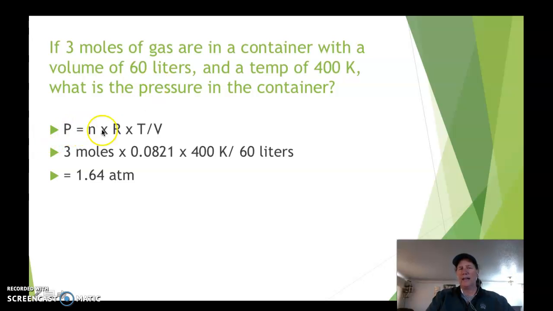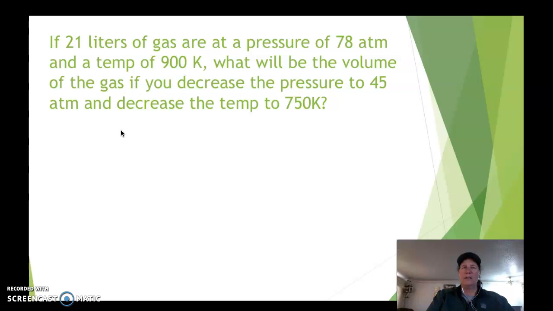Again, this is the ideal gas law, and that R is 0.0821. It never changes. And again, that's on that gas cheat sheet that I gave you. So, okay, here's another one.